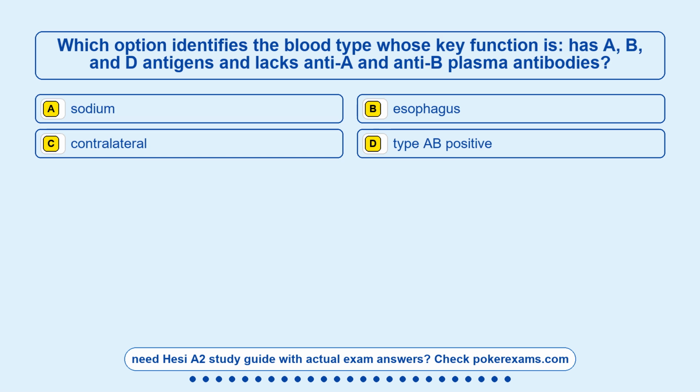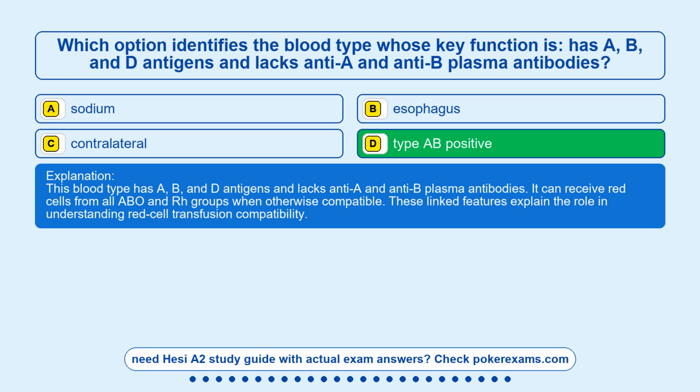Question 23. Which option identifies the blood type whose key function is: has A, B, and D antigens and lacks anti-A and anti-B plasma antibodies? Option A, sodium. Option B, the esophagus. Option C, contralateral. Option D, type AB positive. The correct answer is option D, type AB positive.